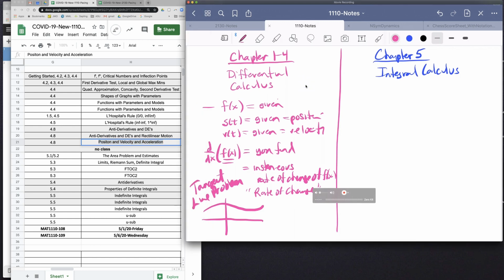And the tangent line problem, of course, is that at a certain point c, you want to look at the slope of the tangent line, and that tangent line is a rate of change in the y value over a change in the x.